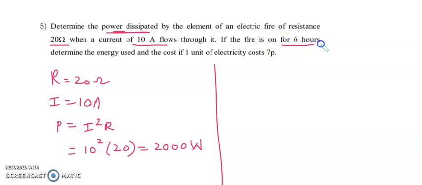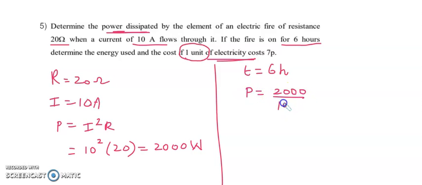Now, what are they saying? It is on for 6 hours. So time is 6 hours. And we have to find the cost. If this particular electric fire is going on, we first have to find how much energy it's using, and then the cost. Now, if I'm using the electrical unit, one commercial unit, then my unit of power should be kilowatt and not watt, right? So I'm changing my power to kilowatt. So 2000 divided by 1000.